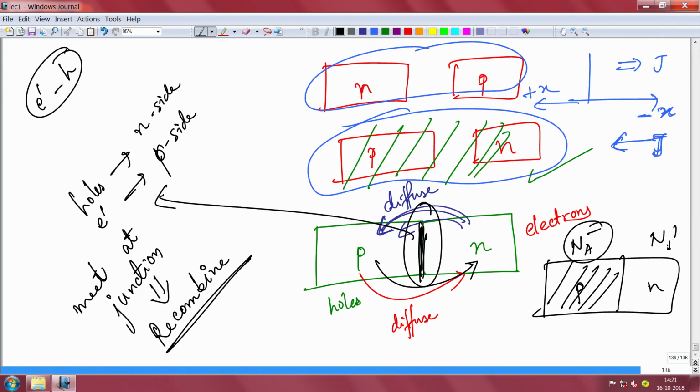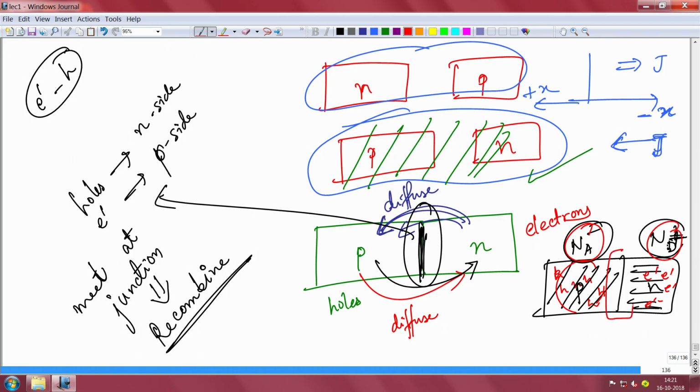Similarly, on the n side, ionized donors are positively charged because they have donated the electron. Now they are left with a positive core. So the whole thing is filled up with positively charged core here, and negatively charged core there. But because there are mobile holes here, which are positively charged, and mobile electrons here, which are negatively charged, they exactly balance this. That's why the total charge is 0.